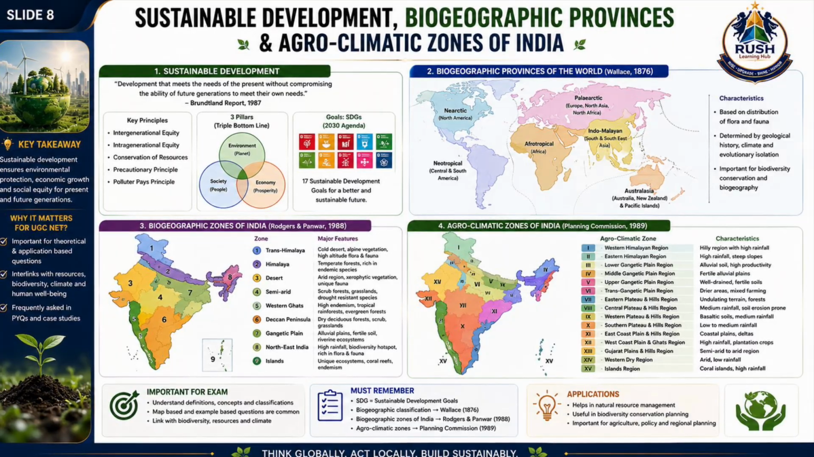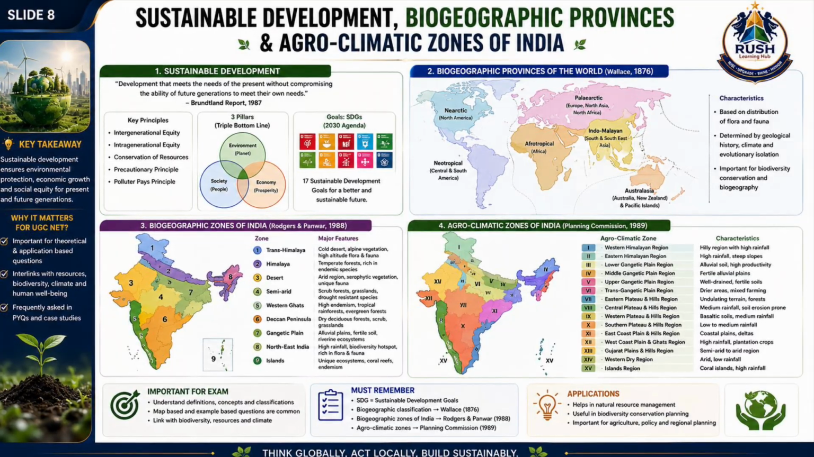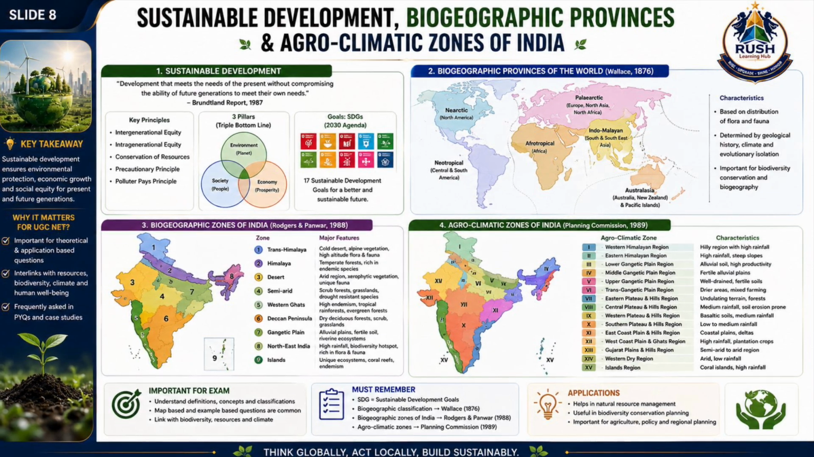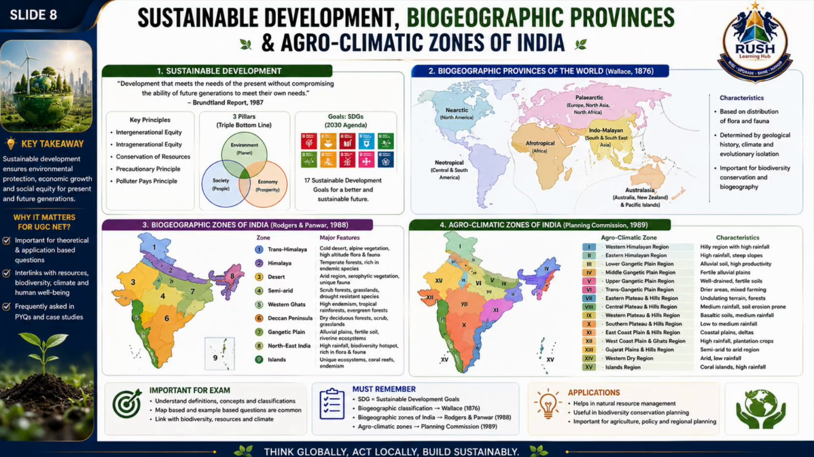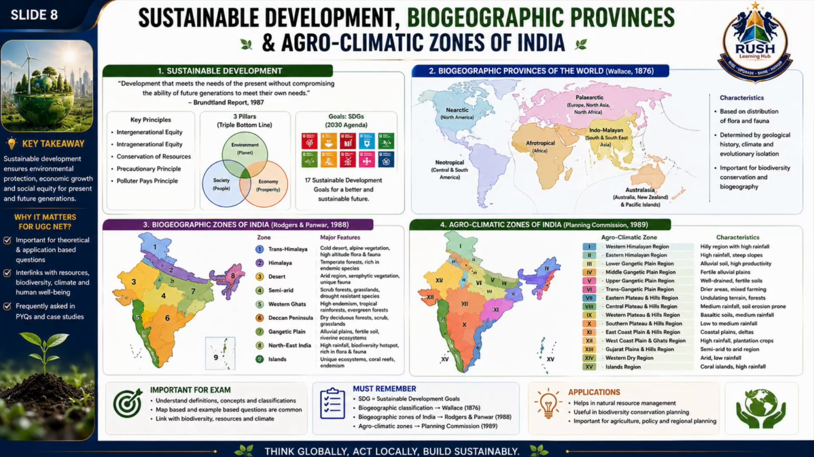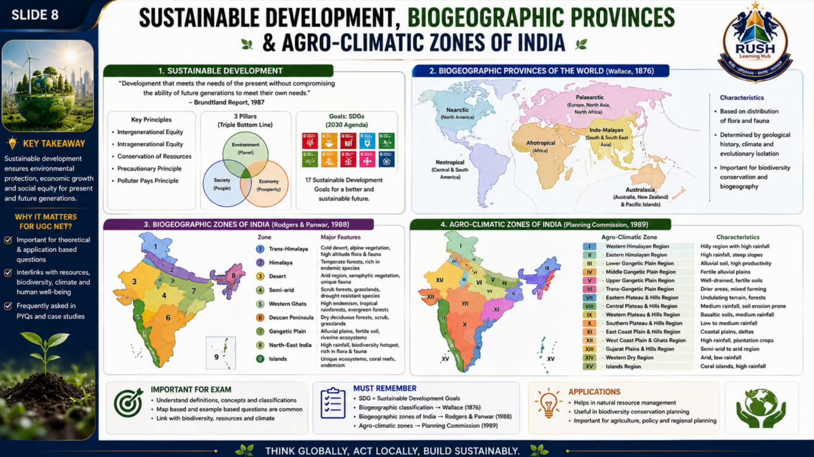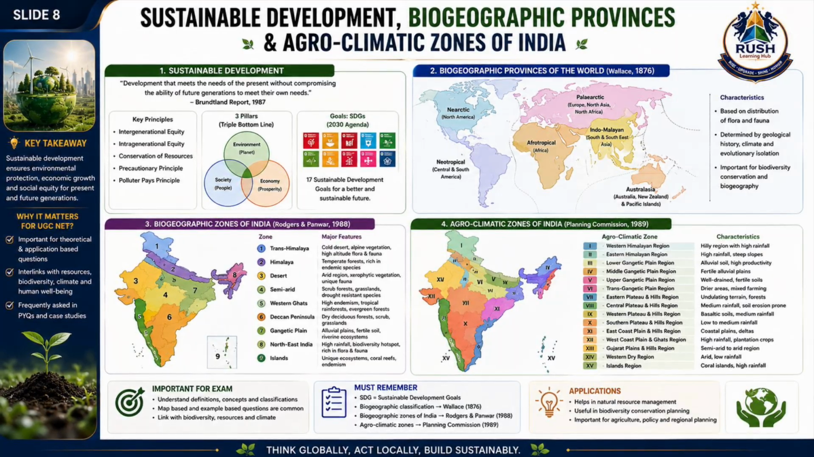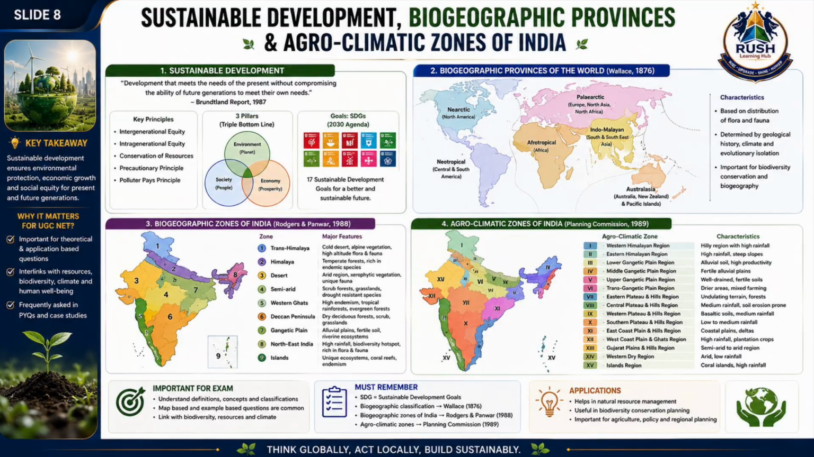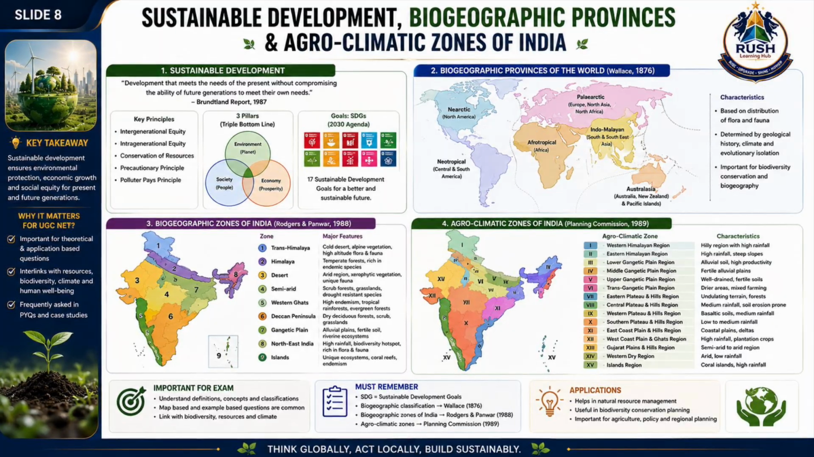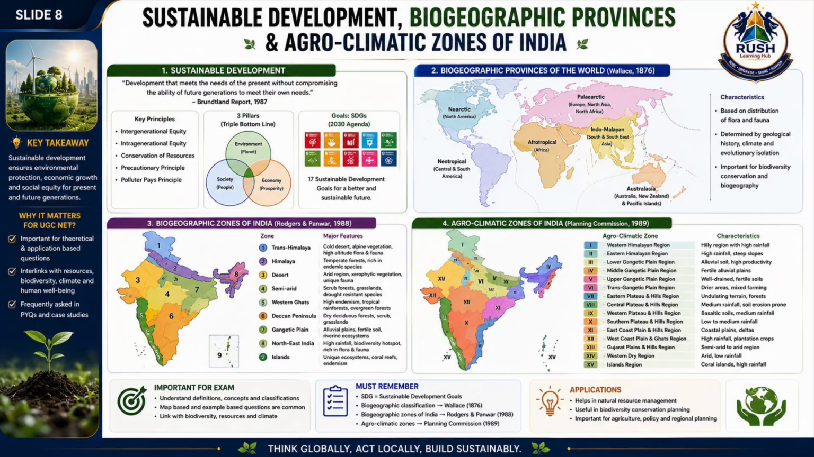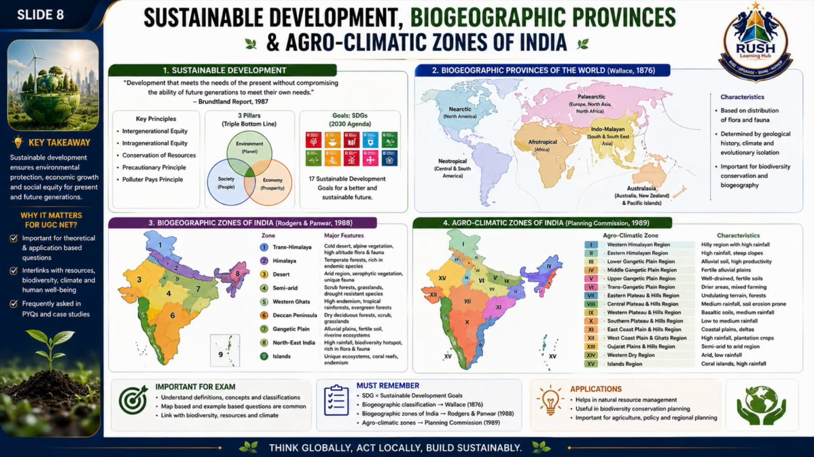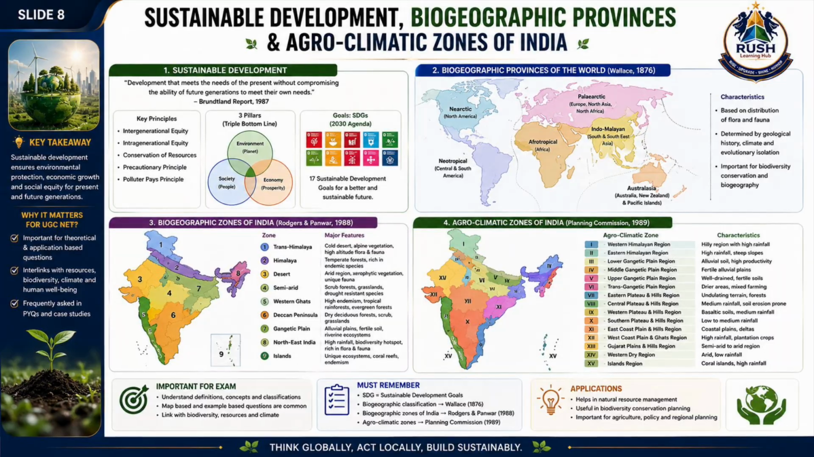To summarize, sustainable development provides a framework for balancing environmental protection, economic growth, and social equity. Biogeographic provinces help explain the global and regional distribution of biodiversity, while agroclimatic zones support scientific agricultural planning and resource management. Together, these concepts play a critical role in environmental conservation, sustainable resource use, biodiversity management, and long-term sustainable development.